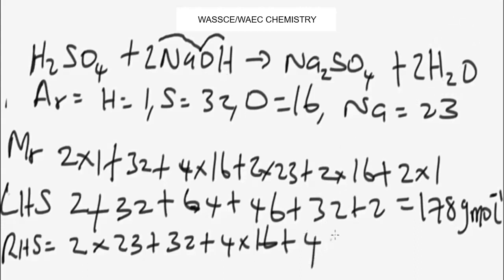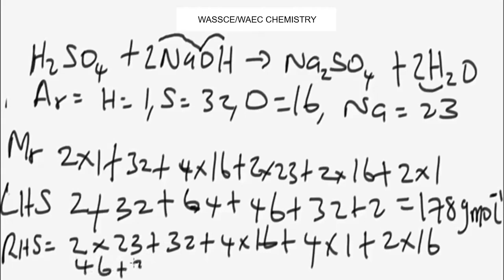We have 4 times 1, because the relative atomic mass of hydrogen is 1, then plus 2 times oxygen is 16. Hope you're not confused with this 4. This 4 is because this 2 times this 2 makes it 4. So when you break this down, this one will still give us 46 plus 32 plus 64, plus 4, plus 32.